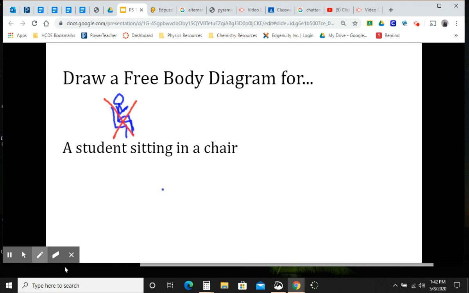So here's my circle for my student. And we need to think what forces are on that student. Okay, so we definitely have gravity. So draw an arrow going down for gravity. And let's label that. We'll say force of gravity.